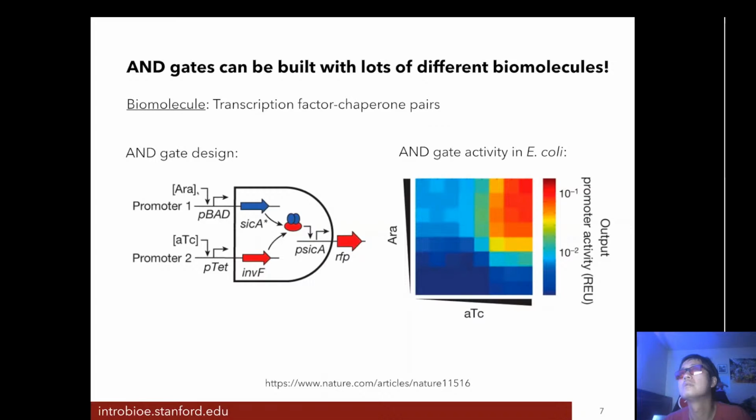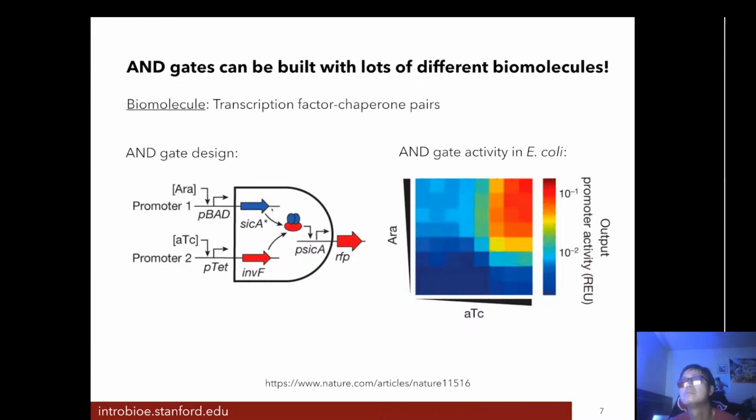One promoter is turned on by the presence of arabinose, that's a type of sugar, in the cell, and the other promoter is turned on by a type of antibiotic called tetracycline. And so when the arabinose promoter is activated, it turns on expression of a protein called SIC-A. SIC-A is a transcription factor that would bind a third promoter called p-SIC-A and initiate expression of the gene downstream of SIC-A. But SIC-A, when it's produced, is not folded correctly.